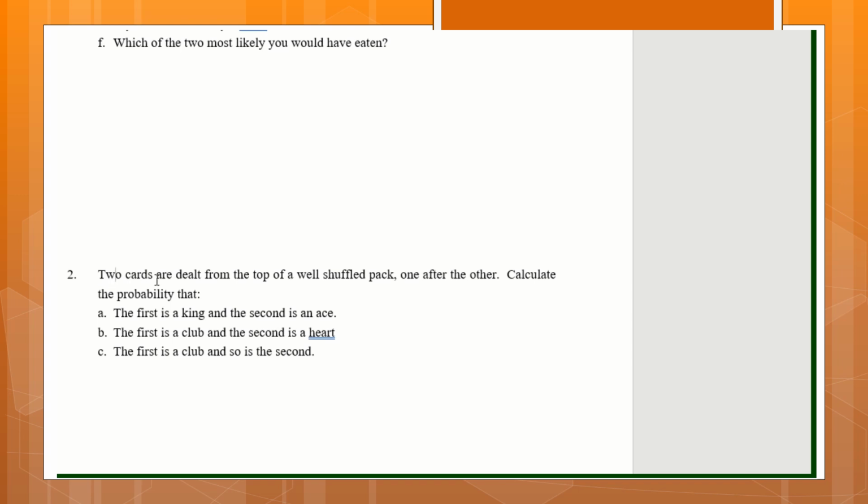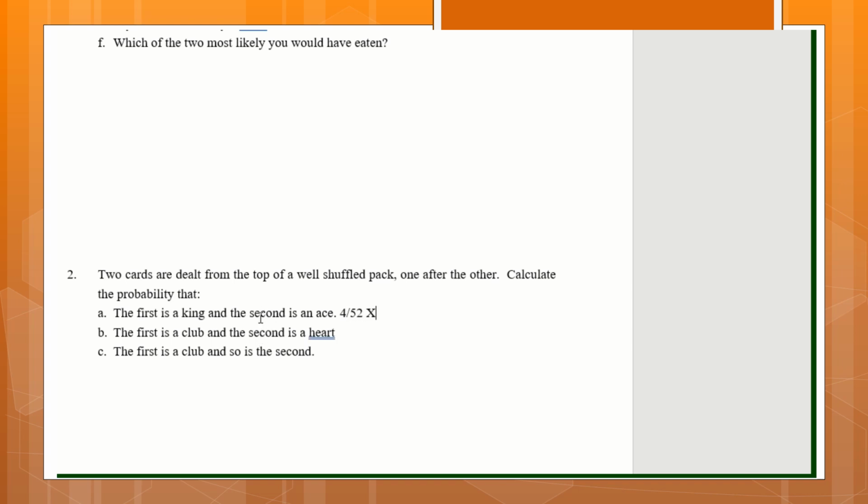Okay, 2 cards are dealt from the top. This one I already told you in chapter 6, you must know the deck of cards well already. How many cards are there in one deck? 52. All right, calculate the probability that the first is a king and the second is an ace. The 2 cards are dealt from the top of a well shuffled pack, one after the other. So the first is a king. How many kings do you have in a deck of cards? 4 kings, right? Out of 52 cards.